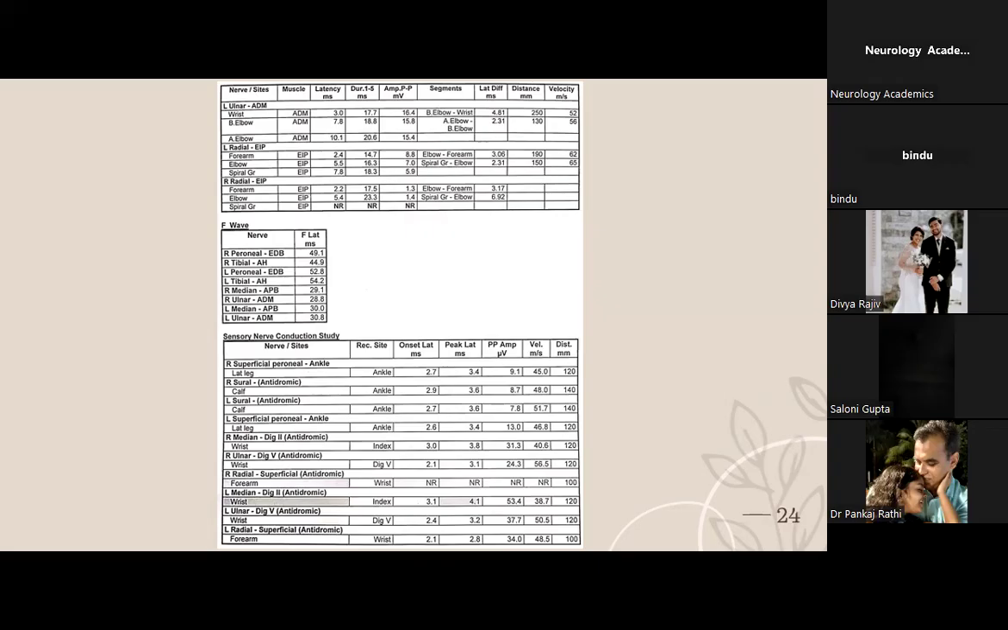And there is a left median neuropathy also. Maybe we have to do comparison studies to look for CTS, whether it is there or not.